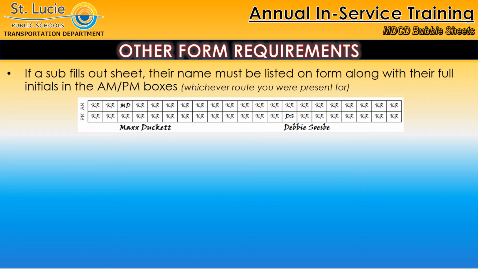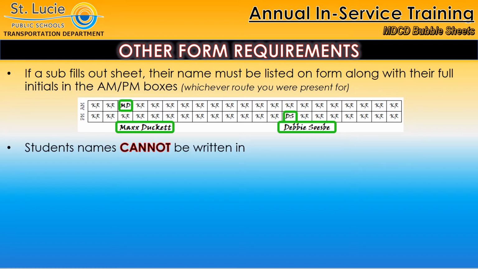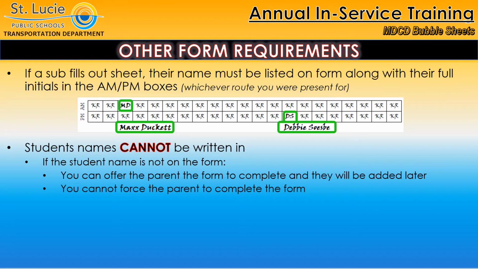Now we're going to discuss some other form requirements. If a sub fills out the sheet, their name must be listed on the form along with their full initials in the AM and PM boxes, whichever route that they were present for. Students' names cannot be written in on the form. If the student name is not on the form, you can offer the parent the form to complete and they will be added later. Remember, you cannot force the parent to complete the form. It is optional for them.